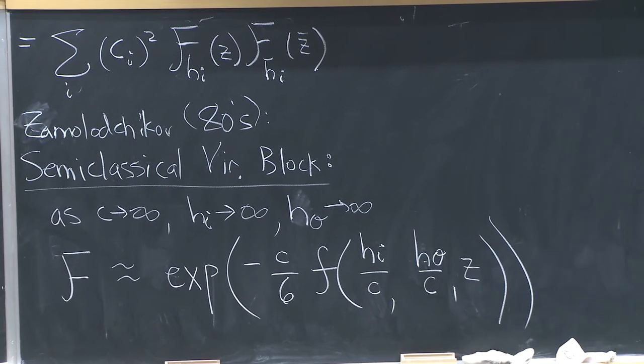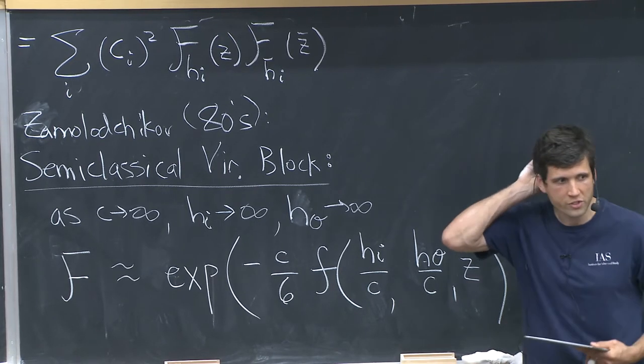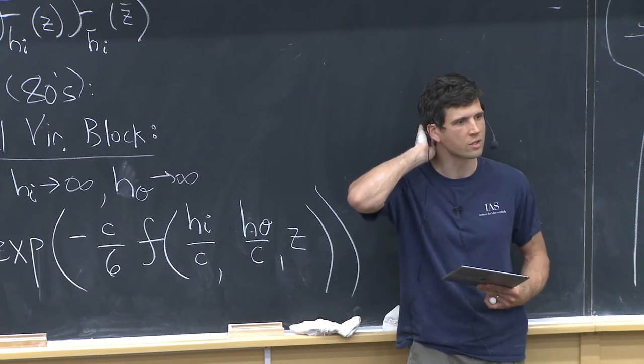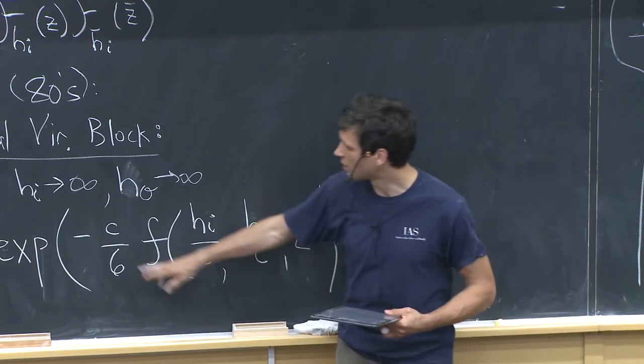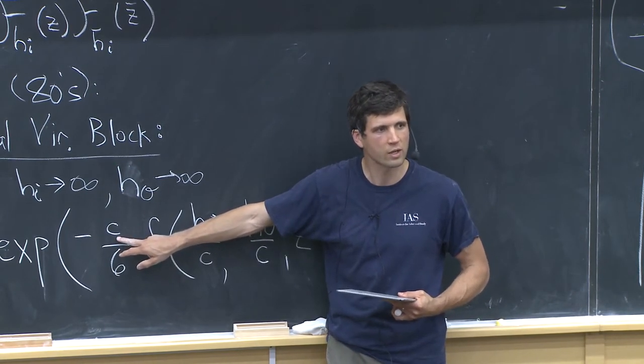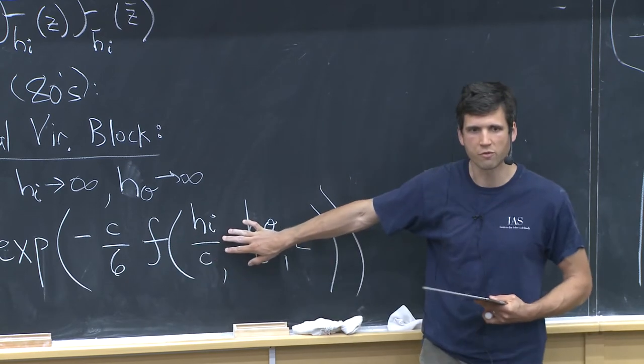Okay, so there's the conjecture. The conjecture is that as we take both the central charge and the weights all to infinity with the ratios held fixed, then the only dependence on the central charge itself shows up exponentially like this, and what we're left with is just a function of the ratios.